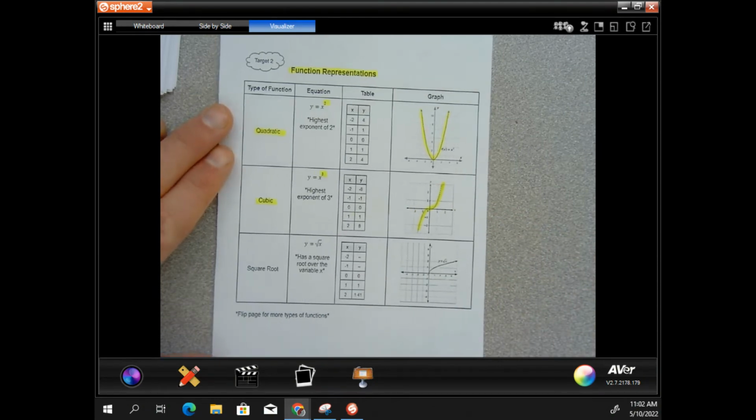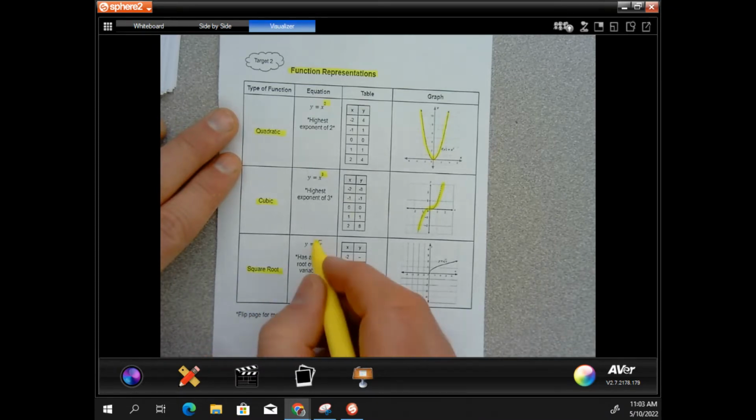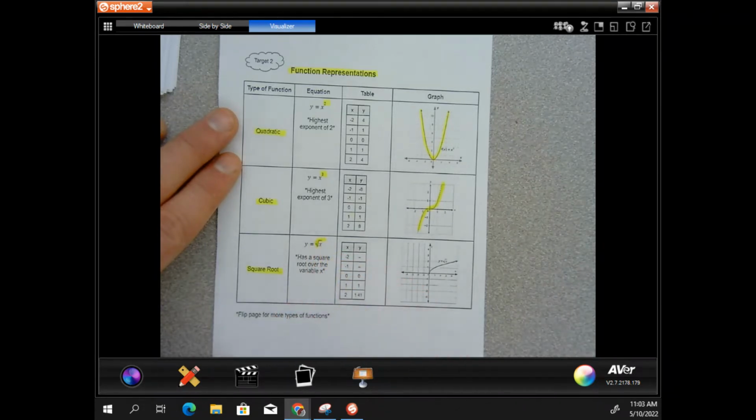Our next type of function is square root. Our square root function has a square root over the variable x, so you'll see it right here. When we try to square root a negative x value, you'll find that your calculator will say domain error. So our graph will not have any negative x values when we're just using a square root.